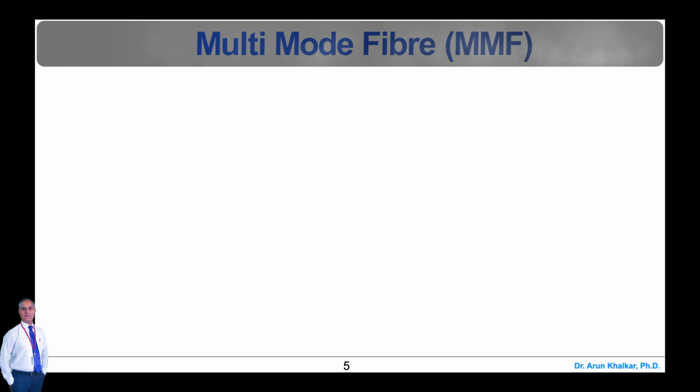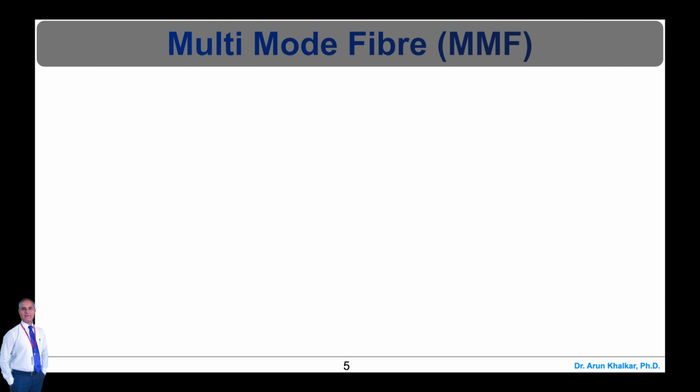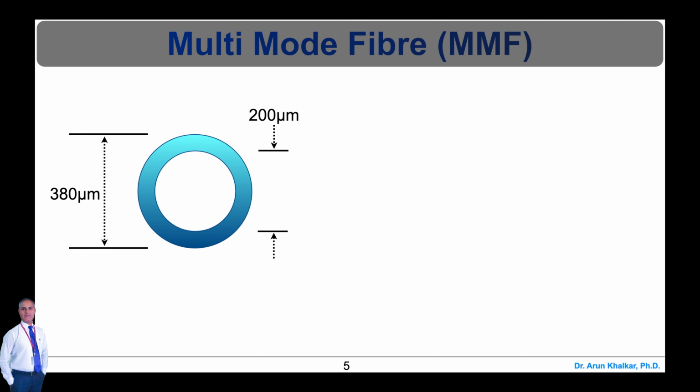Now let's see the next type of optic fiber, that is multimode fiber, abbreviated as MMF. The multimode fibers propagate more than one mode. The number of modes propagated depends on the core size and numerical aperture. Typical values of fiber core size are 50 to 200 micrometer. In this diagram, the diameter of core is 200 micrometer, whereas the diameter of cable is 380 micrometer.